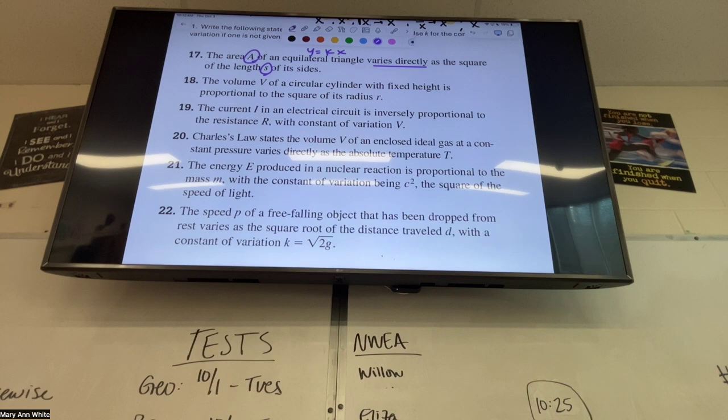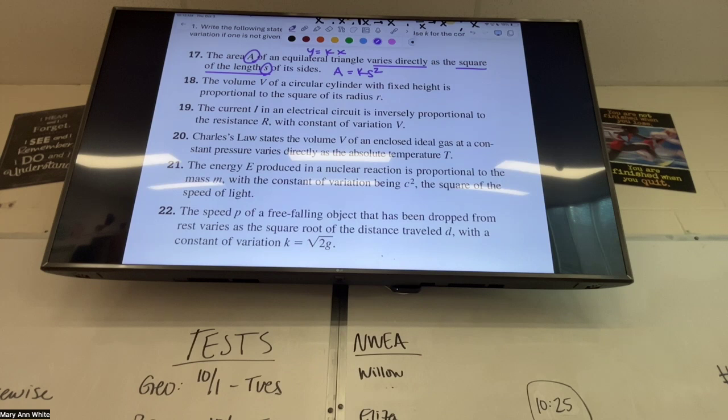No. When we don't have the constant explicitly told to us, we're just going to use k. So say A equals k s, but S has an exponent because it says the square of length S. So we're going to go S squared. Okay. That's all we're doing. We're just writing that, and then we're going to go to the next one.